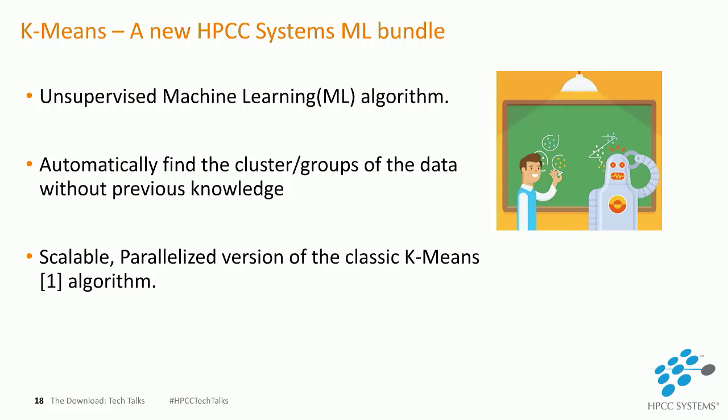So let's start my topic. I want to introduce our brand new machine learning library bundle, KMeans Bundle, today. KMeans Bundle can be a very helpful tool to automatically find clusters or groups in your data. KMeans itself is an unsupervised machine learning algorithm, which means that you don't need previous knowledge to find the groups in your data.